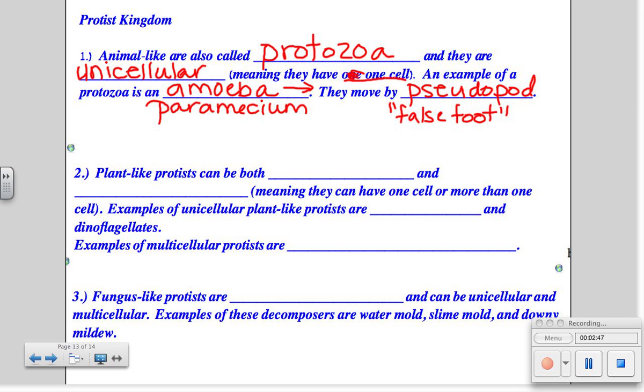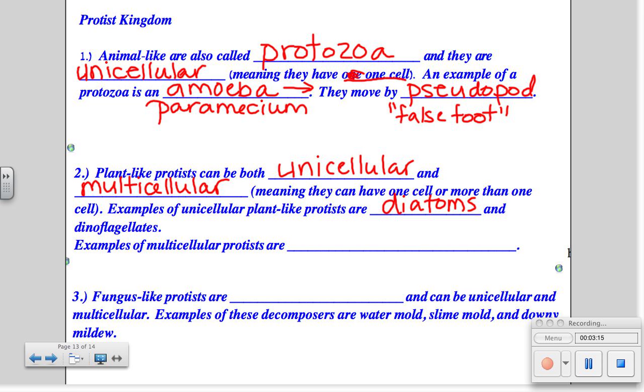Plant-like protists can be both unicellular and multicellular. So they can be both. They can have 1 cell or they can have more than 1 cell. Some examples of unicellular plant-like protists are diatoms. Remember, these were the guys that we looked at on the internet. They kind of look like snowflakes.